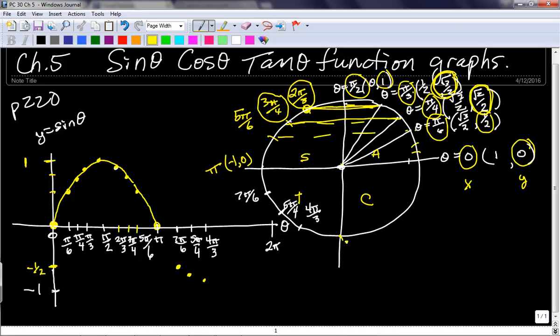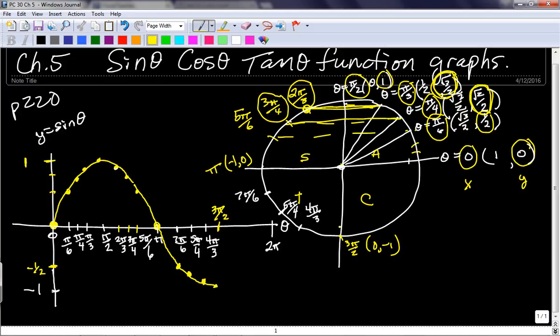Oh yeah, this one right here. 3 pi over 2, which I don't have room to write right up there, has, what's that? That's 0, negative 1, right? So we have this right here. Okay. So these are sort of spaced okay. And if we connect that line, that's where we get this.